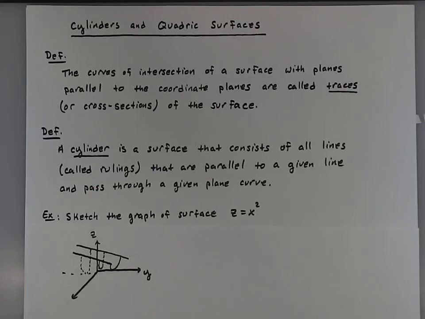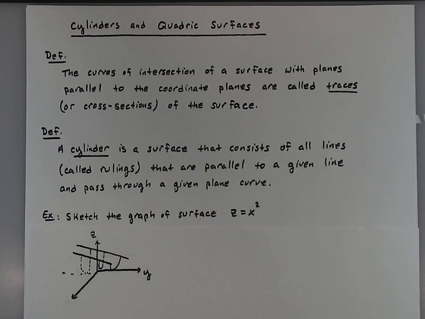Cylinders and quadric surfaces. Definition. The curves of intersection of a surface with planes parallel to the coordinate planes are called traces, or cross-sections of the surface. And a cylinder is a surface that consists of all lines called rulings that are parallel to a given line and pass through a given plane curve.